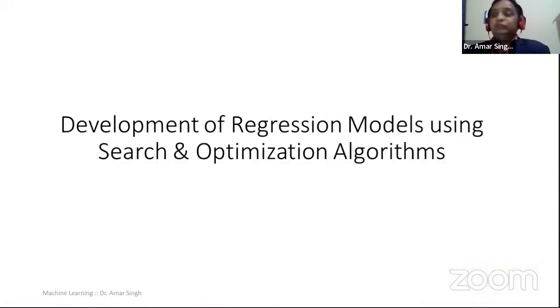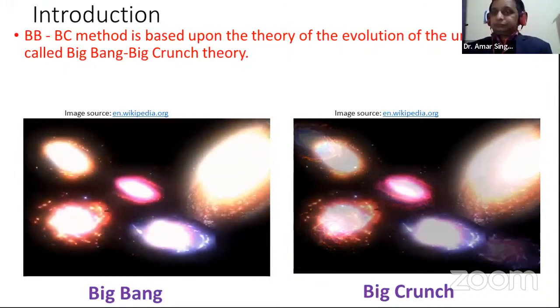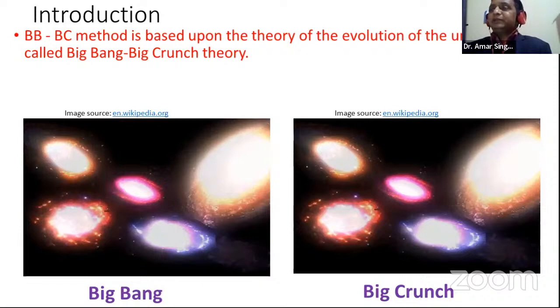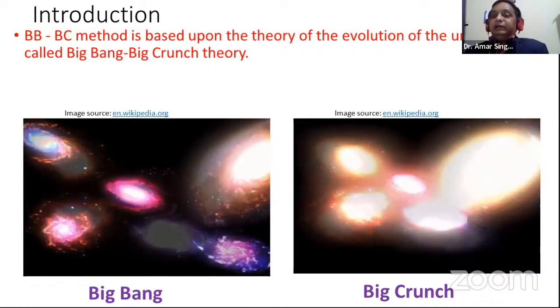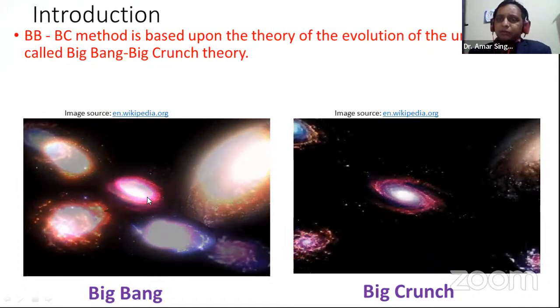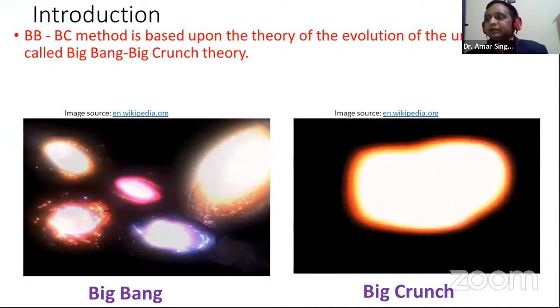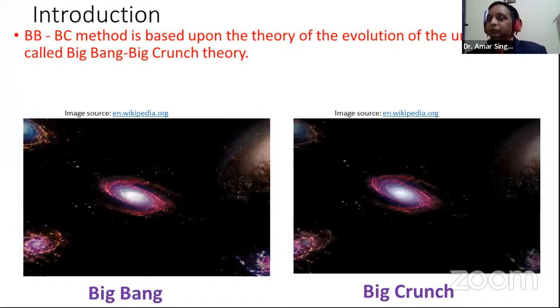So first of all, I want to give you a quick introduction to Big Bang Big Crunch. Then I shall show the architecture to you. Big Bang Big Crunch is a search and optimization algorithm. This algorithm is based upon the evolution of the universe. The Big Bang Big Crunch algorithm works in two phases: Big Bang phase and Big Crunch phase. Okay, so in the Big Bang phase, you can look here. In the Big Bang phase, from one particle, multiple particles are created, and in the Big Crunch phase, the multiple created particles are converged to one particle.